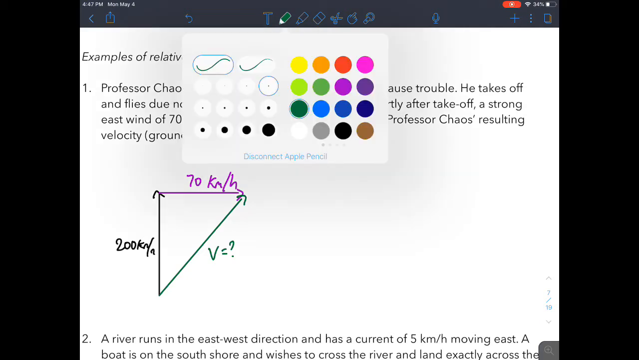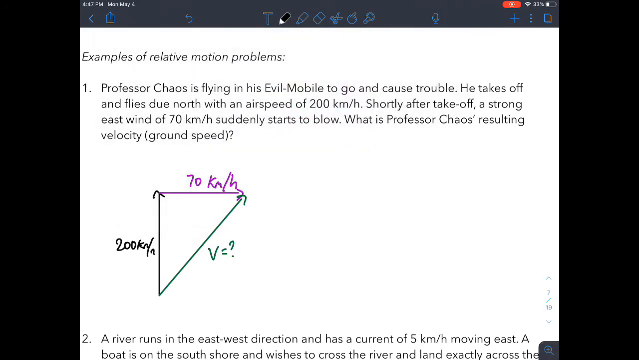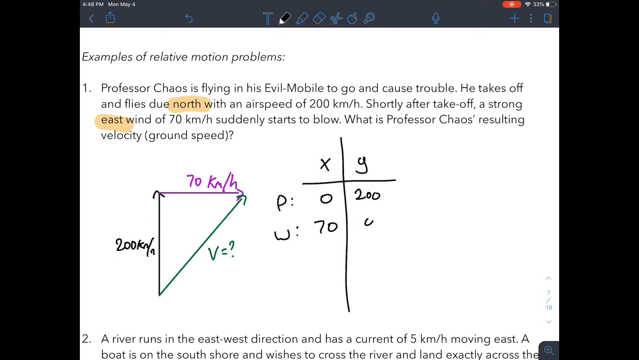Now, this is a nice right angle triangle because we're dealing with just east and north. So we don't really need a vector collector, but if we did use one and we looked at the components of this, well, the plane originally was not going in the x direction, but was all in the y direction. The wind was all in the positive x direction, none in the y direction. So this resulting velocity is going to be 70 in the x direction and 200 kilometers an hour in the y direction. And what that looks like is a nice triangle.